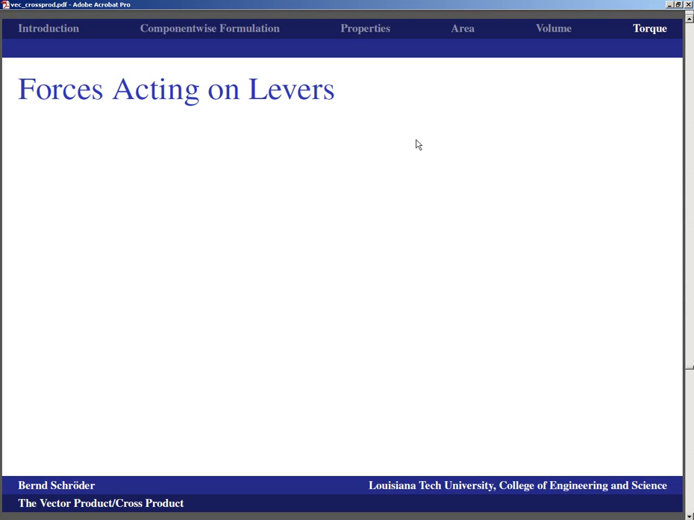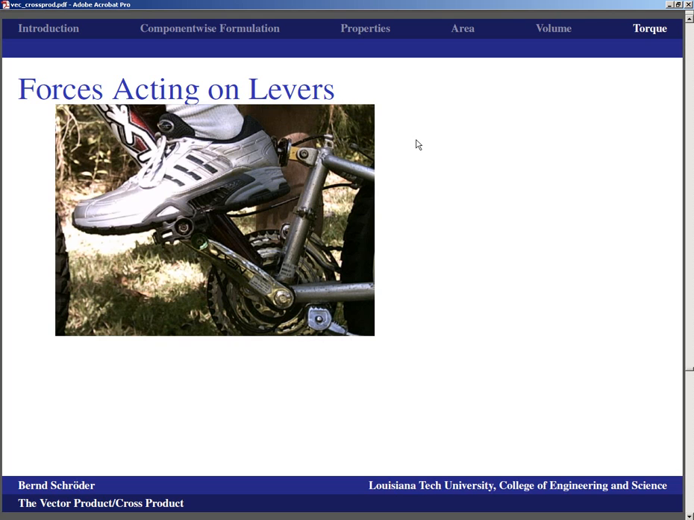Let's talk about forces acting on levers. Here's a picture of my foot. Well, great. Okay, so I would hope that you have ridden a bicycle in your life. If not, learn how to do it. It certainly is fun. Not to mention, it's a good way to get to campus and back.